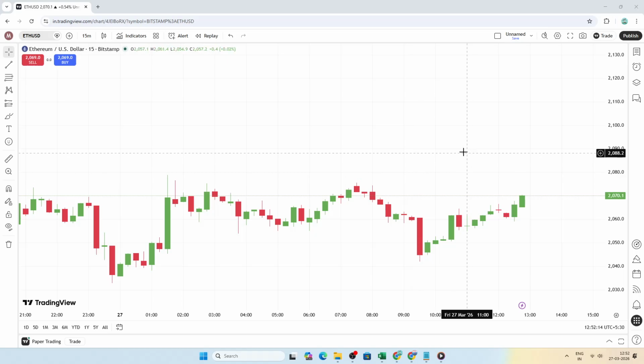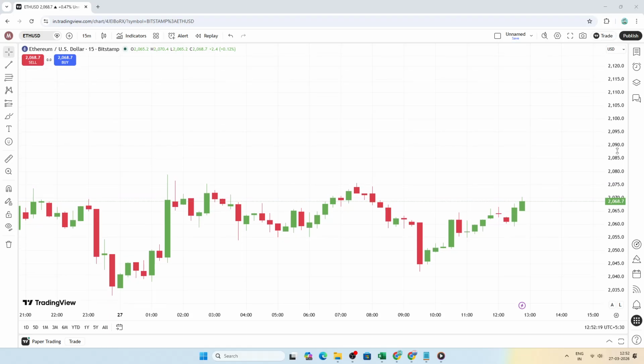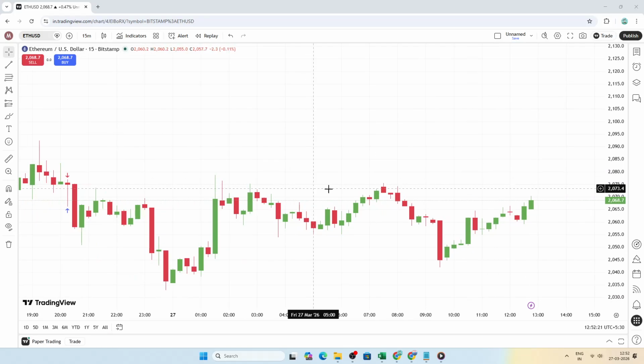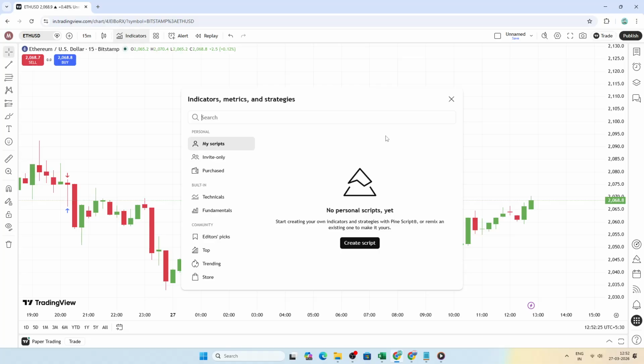In today's video, I am going to teach you how to add pivots to your Tradingview chart. First, open your charts in Tradingview. With your chart visible, look toward the top toolbar and click the indicators icon, the one that looks like a graph.